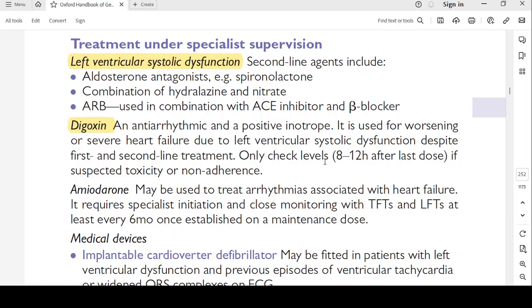Only check levels 8 to 12 hours after last dose. This is one of the questions in past medicine. Checking of digoxin plasma levels 8 to 12 hours after the last dose if suspected toxicity or non-adherence. Amiodarone. Amiodarone may be used to treat arrhythmias associated with heart failure. It requires specialist initiation and close monitoring with thyroid function test, liver function test at least every 6 months once established on a maintenance dose.